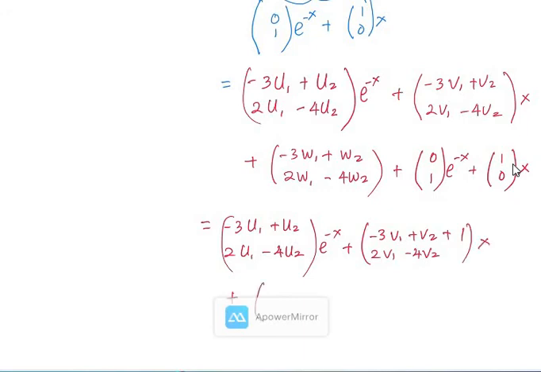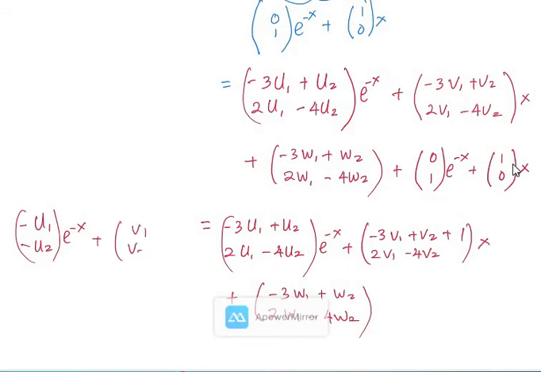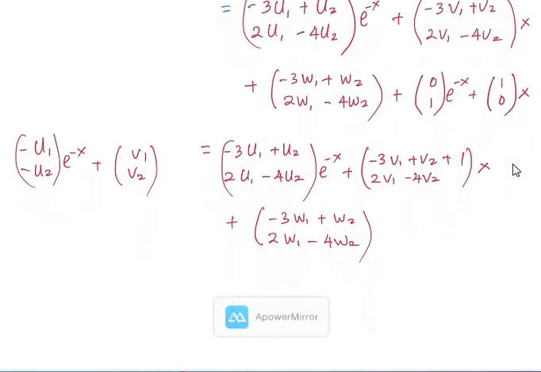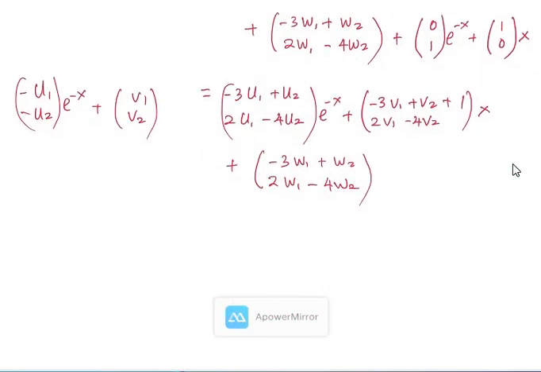And then the third one is negative 3w1 plus w2. Second row is 2w1 minus 4w2. Okay. So the left hand side, we still have negative u1, negative u2 for the exponent negative x, and then plus v1 and v2. And the next step, we want to equate the coefficients.